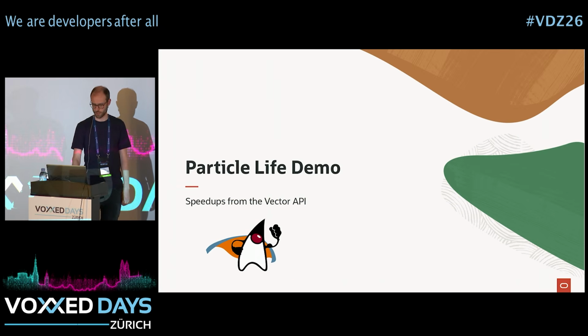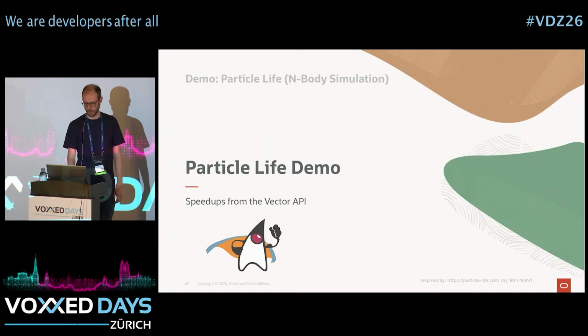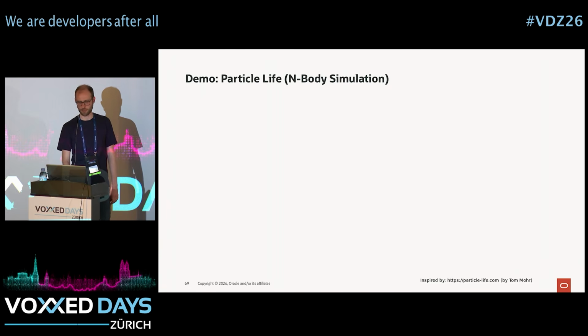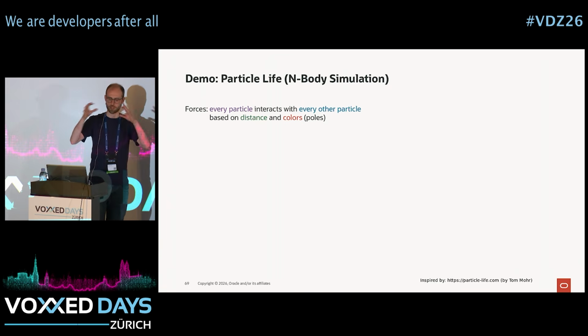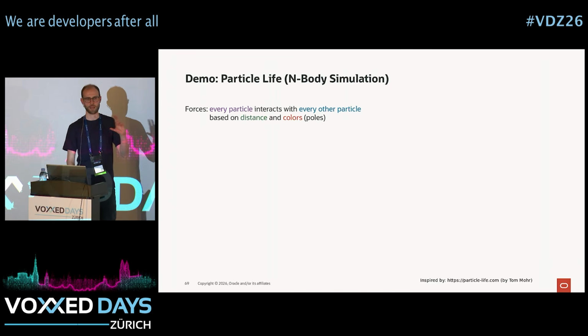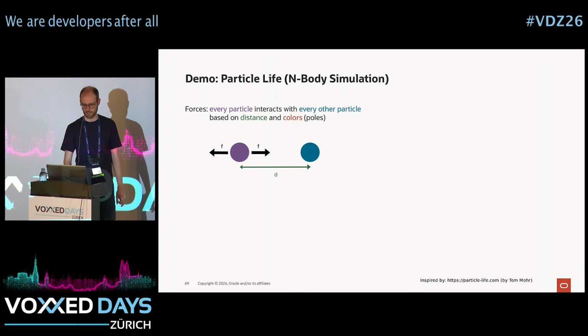All right, so now a quick demo using the vector API. I love writing little simulations, and I found this on YouTube where someone had this particle life simulation with particles. It's essentially an n-body simulation, so a physics-inspired simulation where each particle interacts with each other particle depending on the distance. They have different forces and also different colors that like or dislike each other.